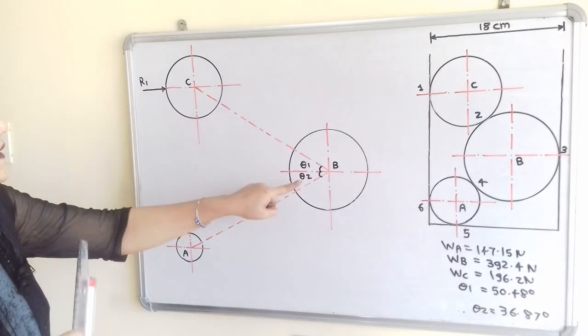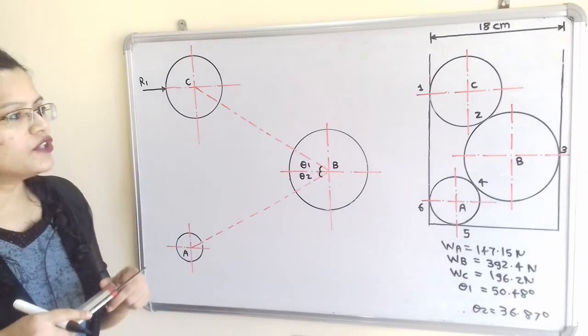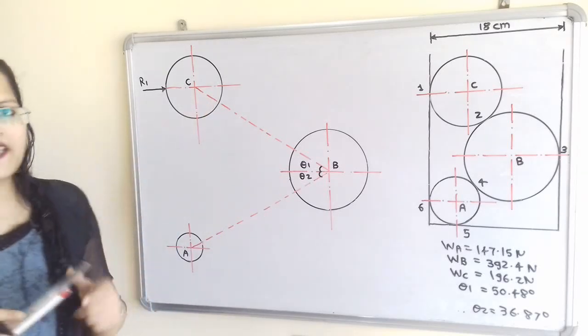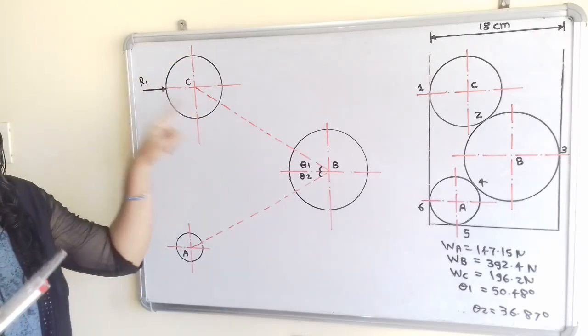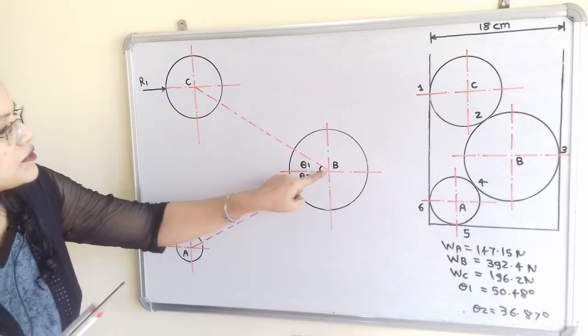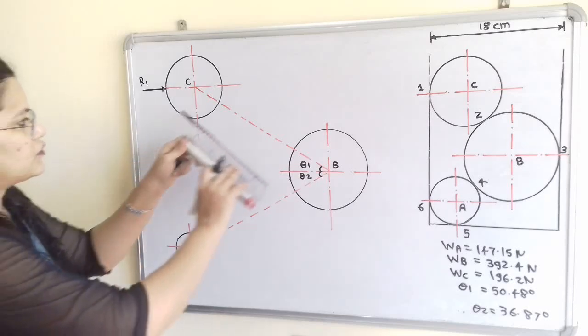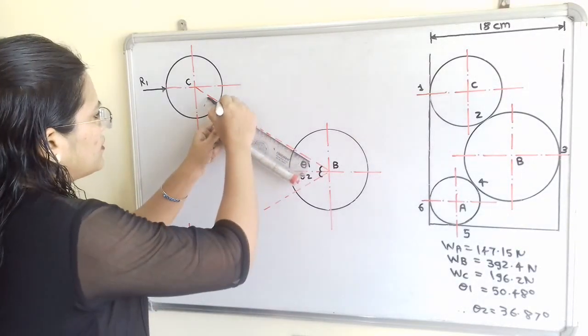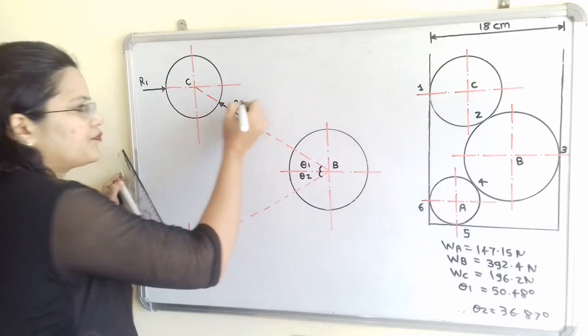Now cylinder B and cylinder C are in contact at point 2. So we have to show the reaction. So the reaction force is acting towards the cylinder C, and it is along the line BC because BC is the line joining the center of the two cylinders. So we have to show here. So it is the point 2. So we will show reaction R2.